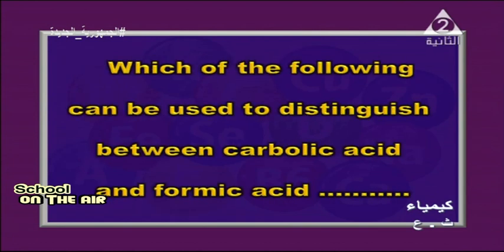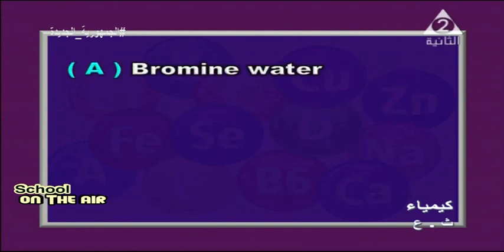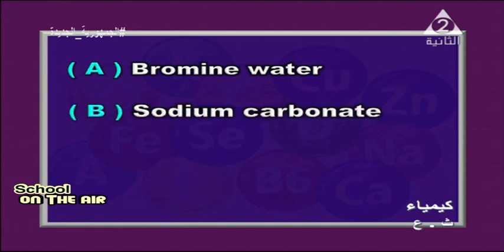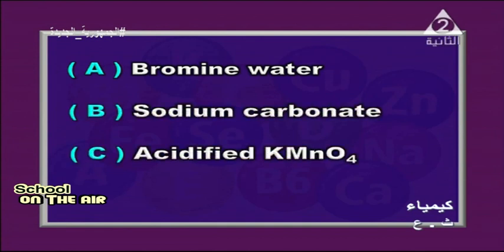Next one. Which of the following can be used to distinguish between carbolic acid and formic acid? We know carbolic acid is phenol. So we are going to differentiate between phenol and formic acid. So we use bromine water or sodium carbonate or acidified potassium permanganate or A and B. Yes, the answer will be A and B.